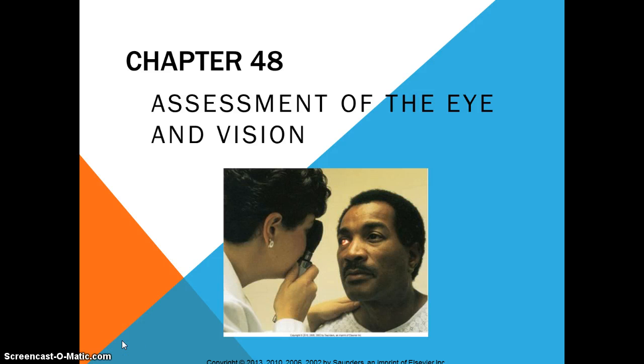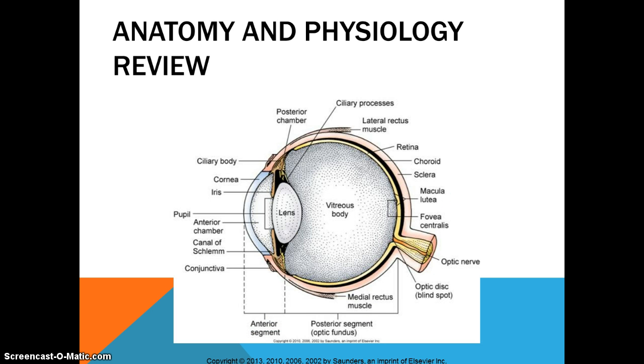So in this 15-minute increment, I'm going to discuss Chapter 48, Assessment of the Eye and Vision. This first slide that we're going to look at shows you the anatomy, and it is a quick review.